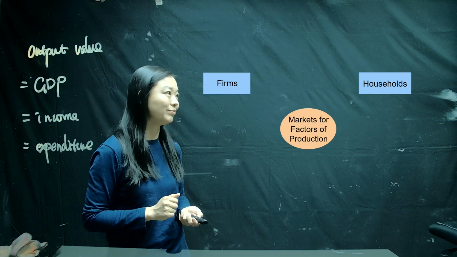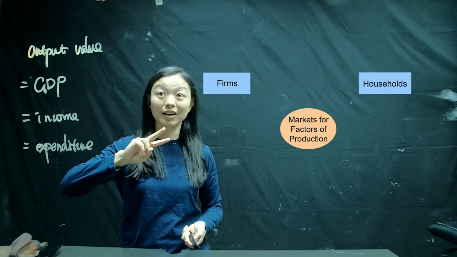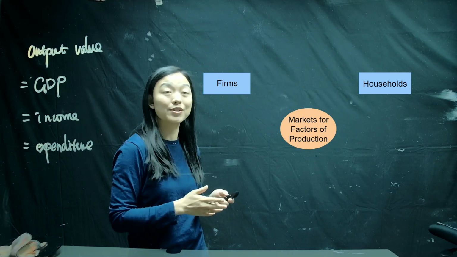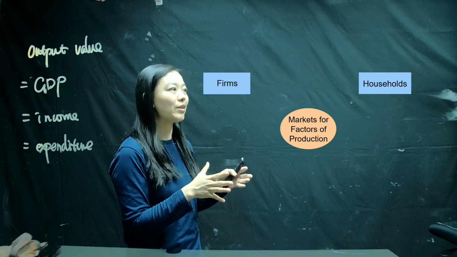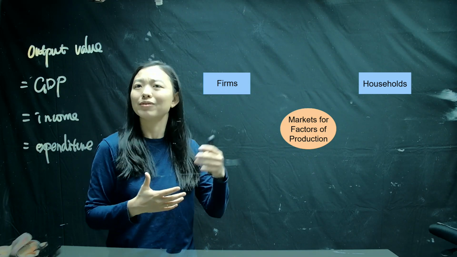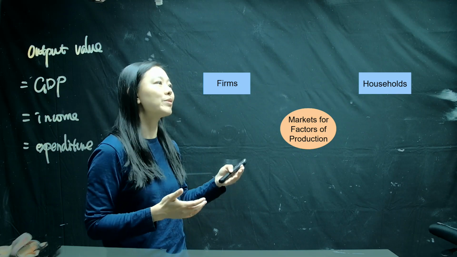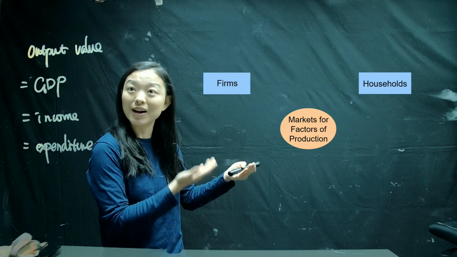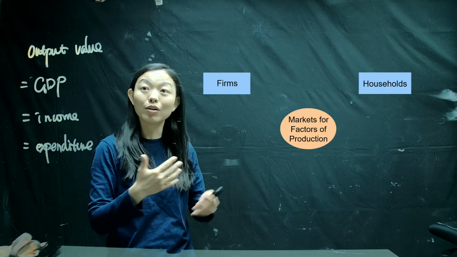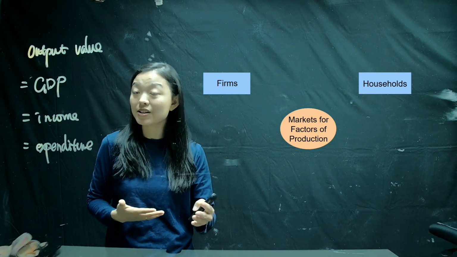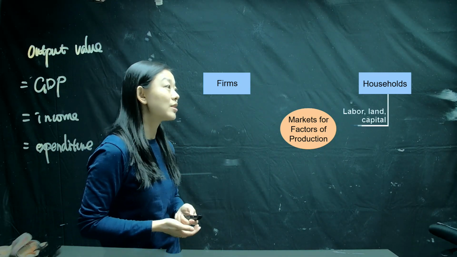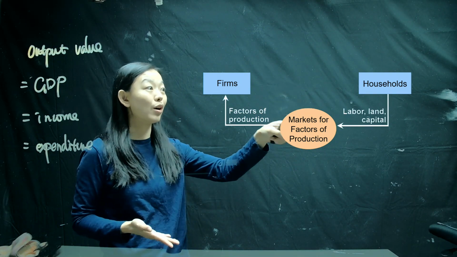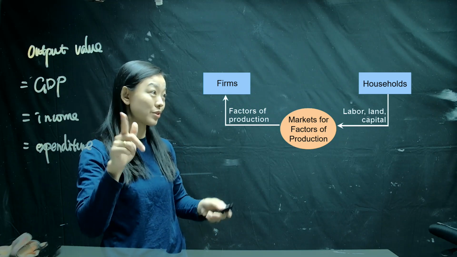Now let's see the first one. We have two markets in the circular diagram. The first one will be the market for factors of production. So think about in this market, who is the provider? Who is the provider of factors of production? Definitely households, right? As I just talked about, households can offer labor, land, and capital. So the households offer factors of production to the firms.